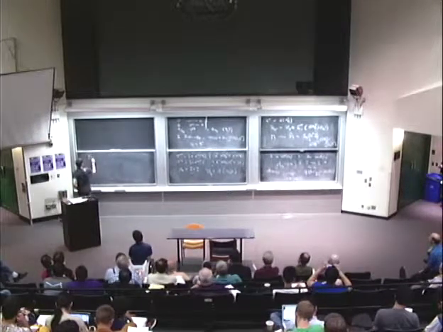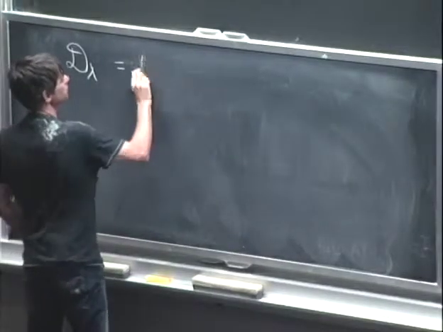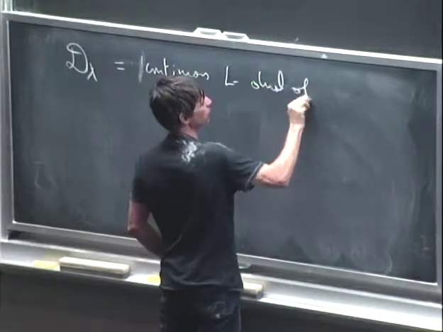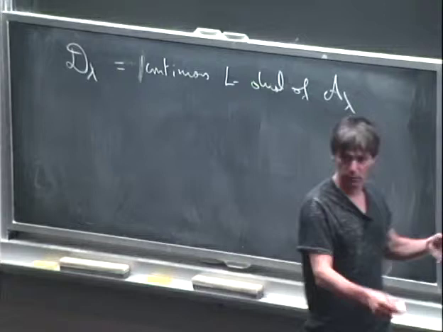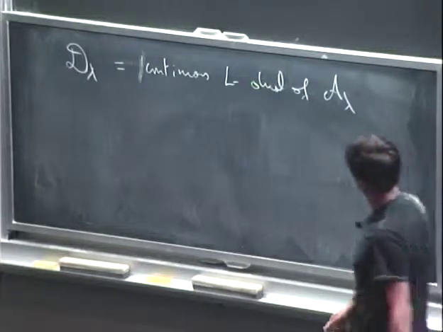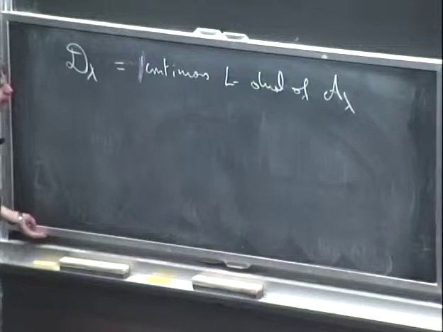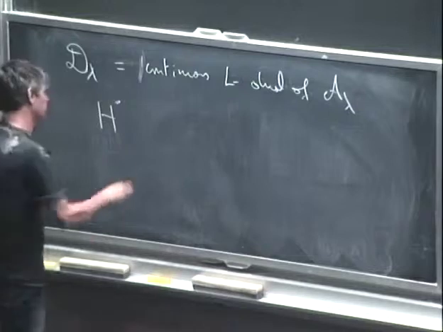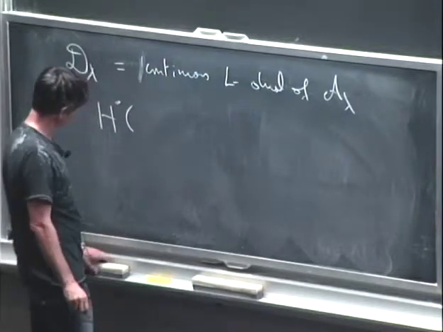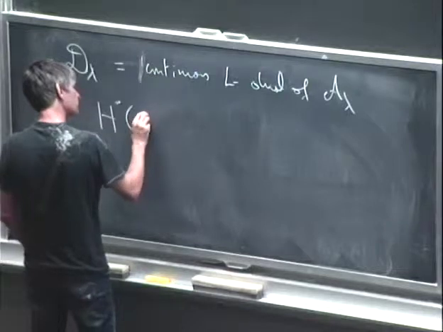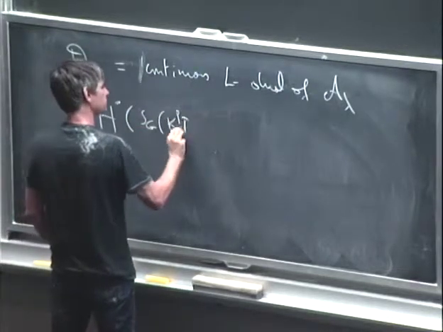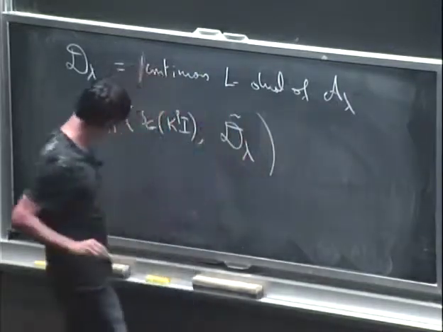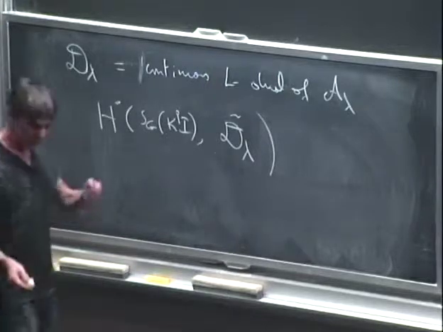So we consider D_lambda, the continuous L-dual of A_lambda. And this is what we call a space of p-adic distributions. And so what we do is that we consider the cohomology of the arithmetic group Gamma with this system of coefficients. So then there are several questions.